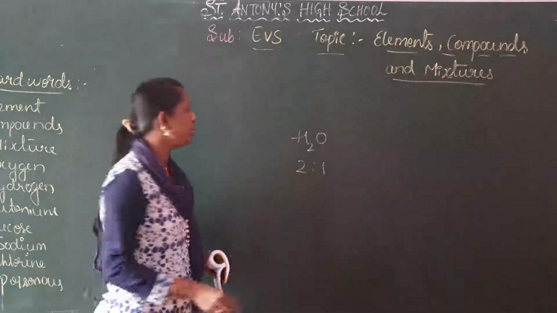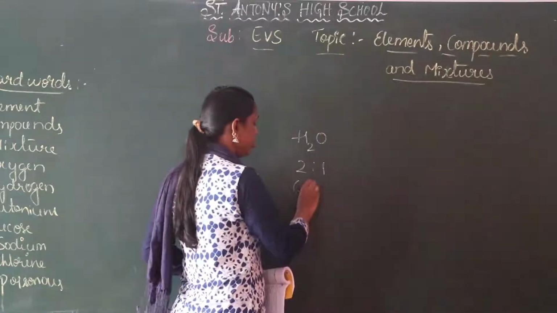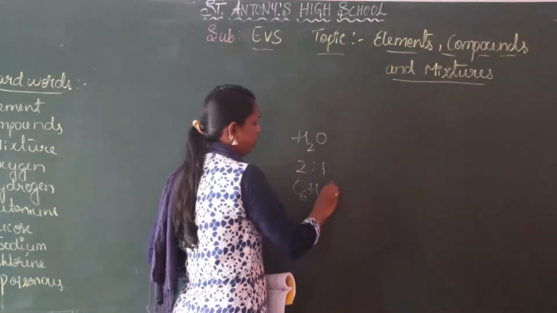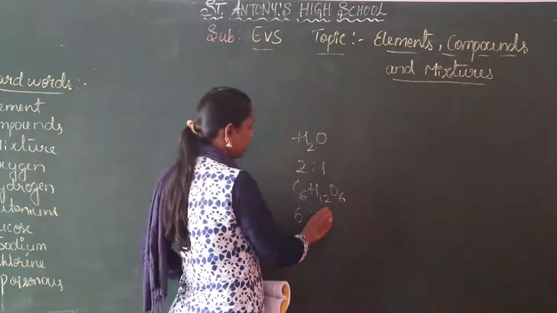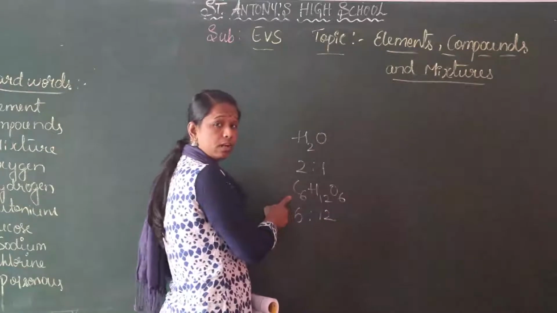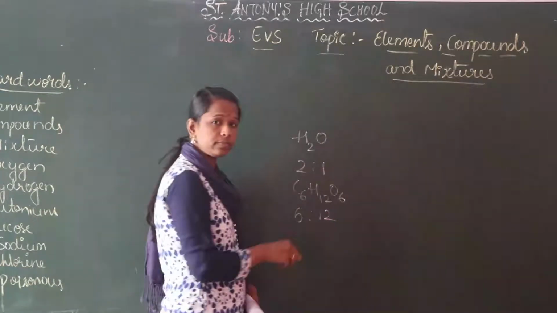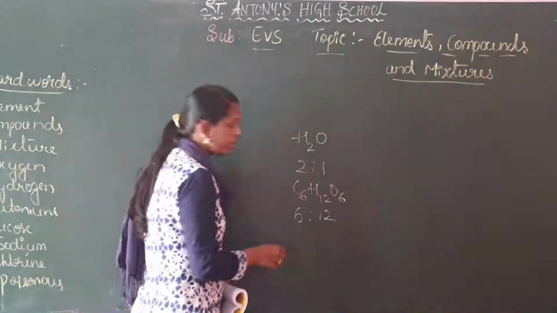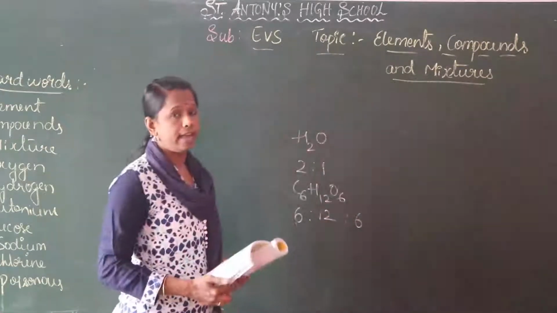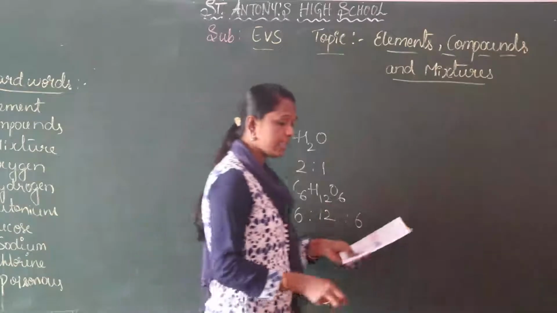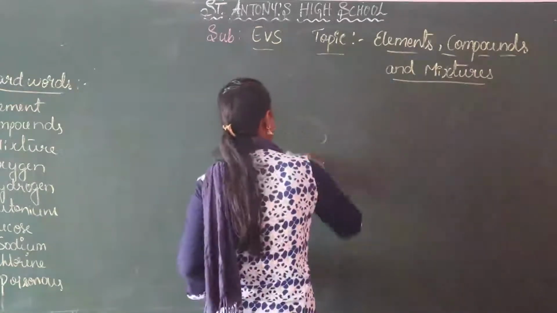Like that, glucose, or it may be called sugar, C6H12O6. Here C means what? Carbon. Carbon contains 6 atoms, hydrogen contains 12 atoms, and oxygen contains 6 atoms. So like that, we will discuss the elements and compounds.